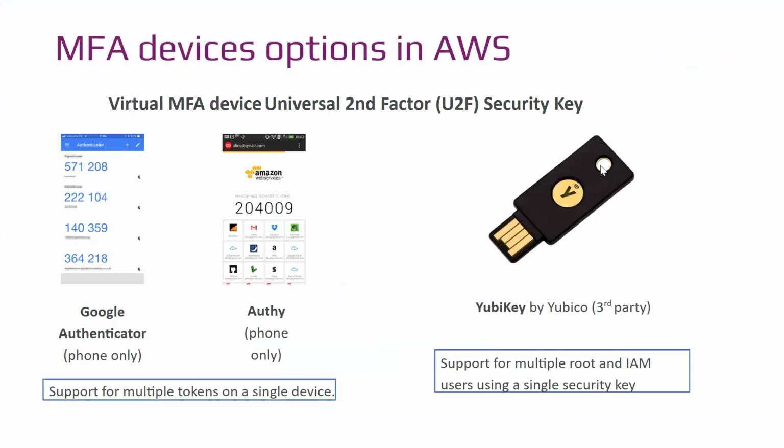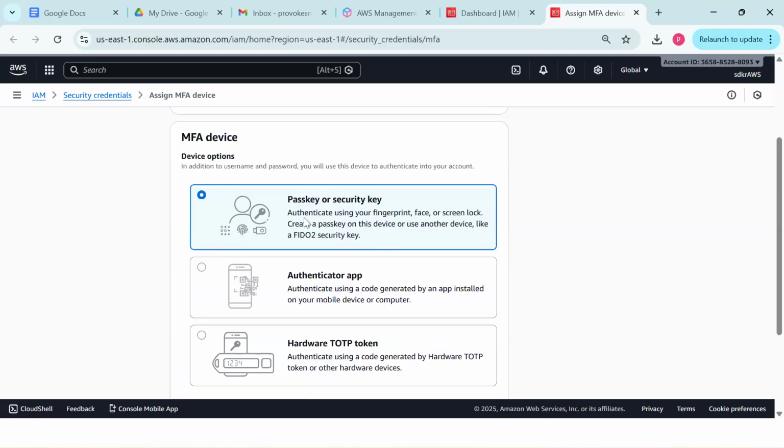This is one option. Or your laptop, if it supports thumb authentication like fingerprint, right? You can use the fingerprint option, or screen lock, if your system has a screen lock. If you remember, just now when I was trying to pass the password, a pop-up came, right? That's what was showing this passkey option.